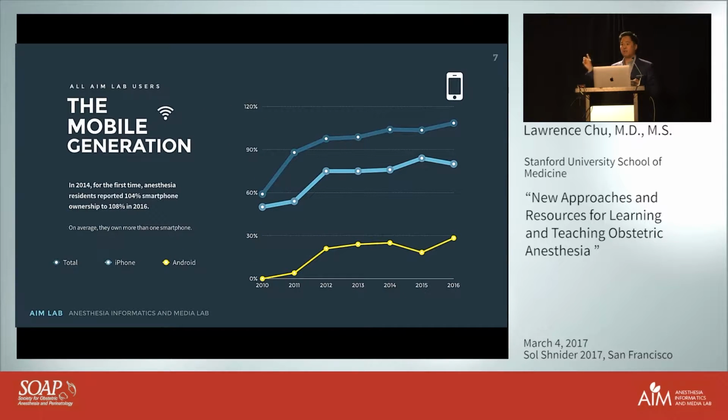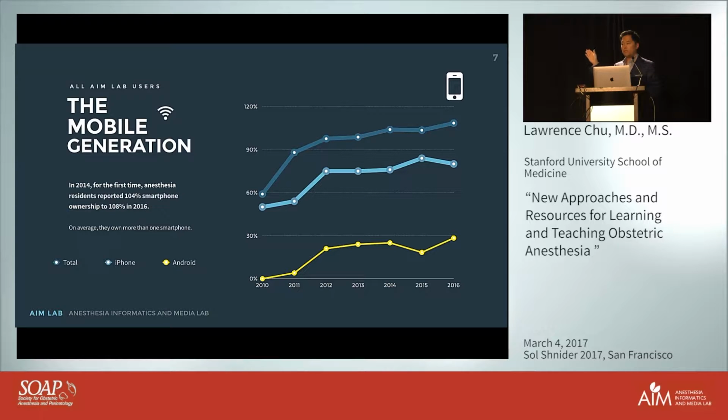This is a mobile generation, folks. A mobile generation of learners. What we've seen since 2010 is a huge uptake in the adoption of smartphones, from 60% ownership in 2010 to, for the first time in 2015, over 100%. So that in 2016 it was 108% average ownership. They own more than one, guys.